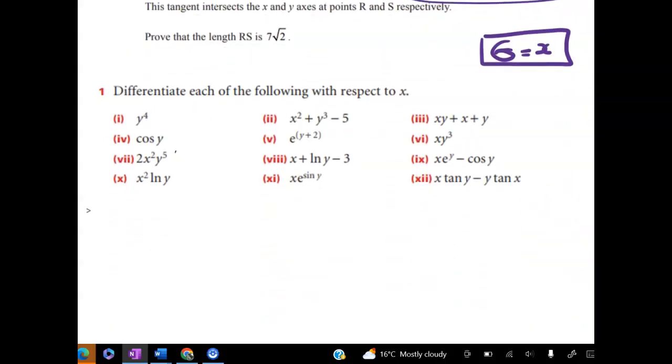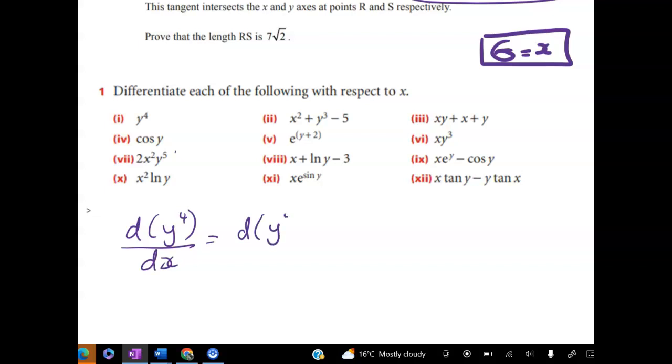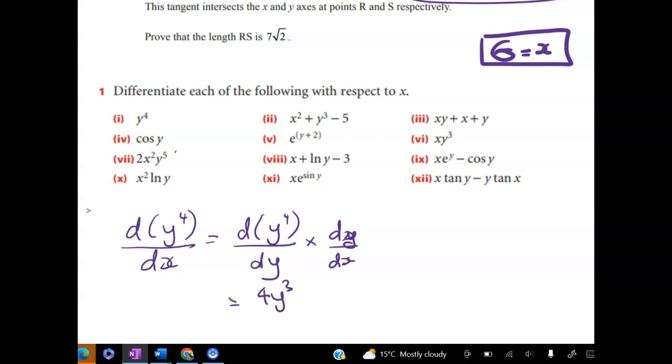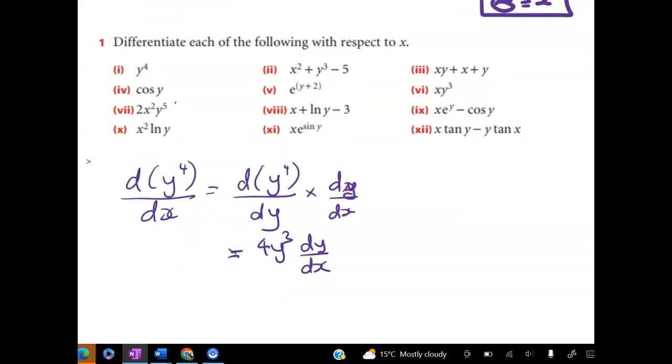So I'm going to start on some of these implicit differentiation questions. So the first one, d(y to the power of 4)/dx is just equal to this. We can't differentiate y to the power of 4 with respect to x, but we can differentiate it directly with respect to y, and then we'll use the chain rule. So my answer here is going to be 4y cubed times dy by dx. And that pattern is going to work for quite a few of these ones.